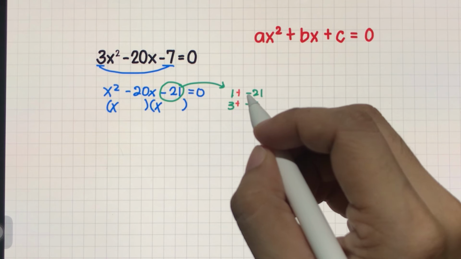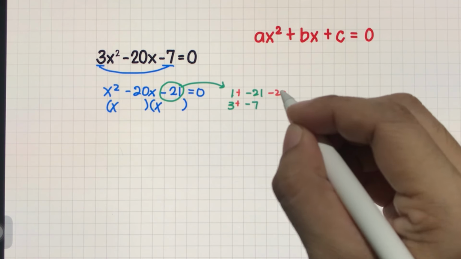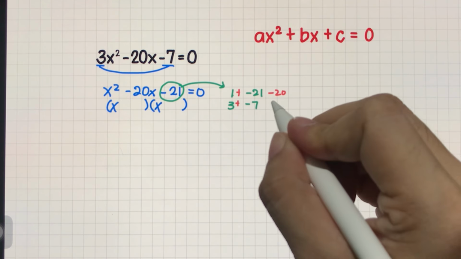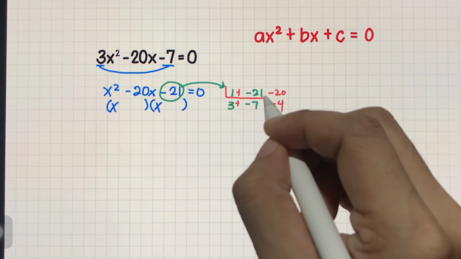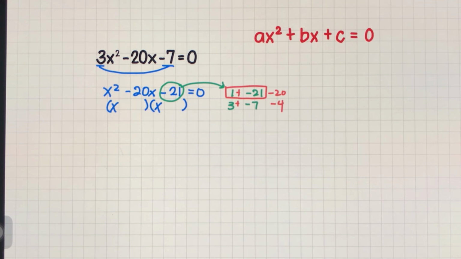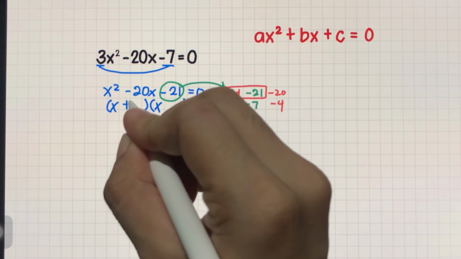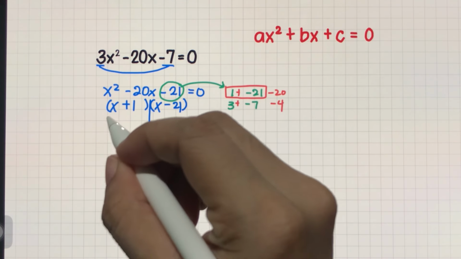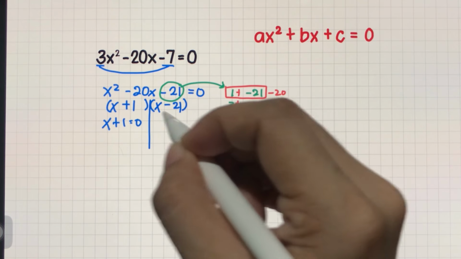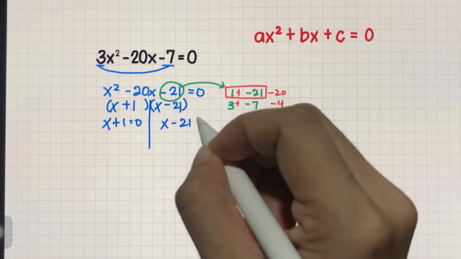1 plus negative 21, that's negative 20. And 3 plus negative 7, that's negative 4. So the middle term is negative 20. It means that we'll be using 1 and negative 21 as our factors. So positive 1 and negative 21. Equate them to 0. X plus 1 equals 0. X minus 21 equals 0.